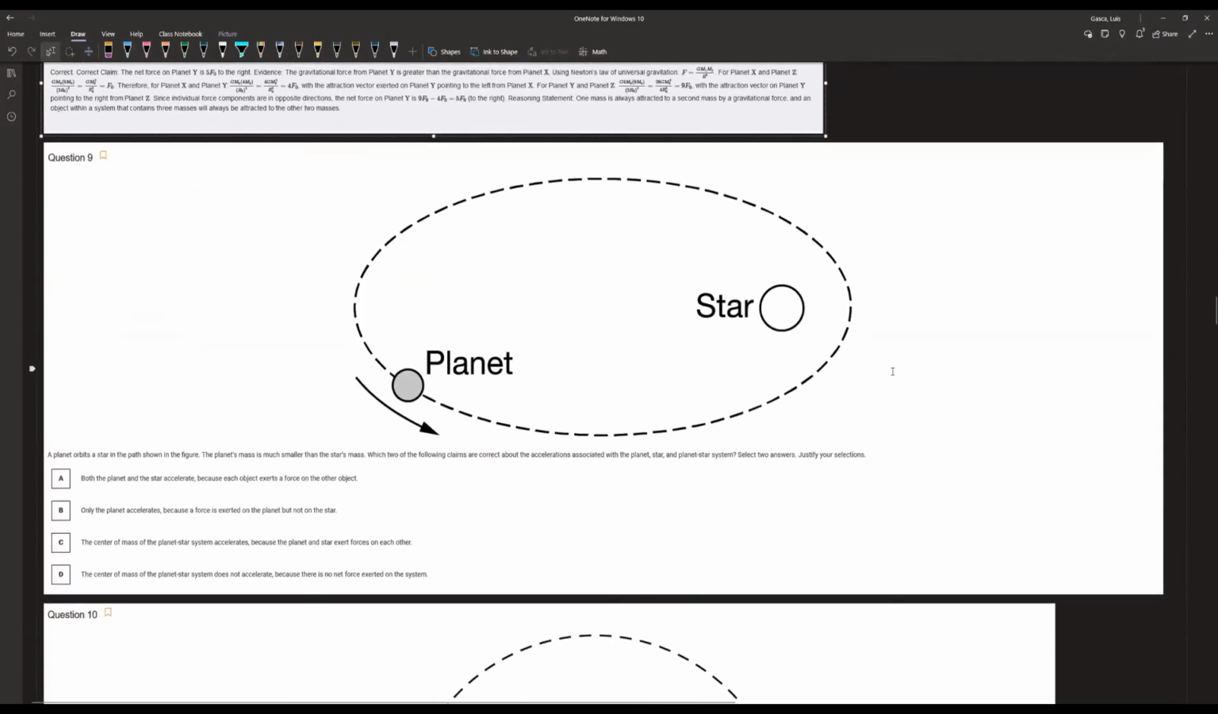Okay, let's go on to question number 9. A planet orbits a star in a path as shown in the figure. The planet's mass is much smaller than the star's mass. Which two of the following claims are correct about the accelerations associated with the planet, star, and planet-star system? Select 2 answers and justify your selection.